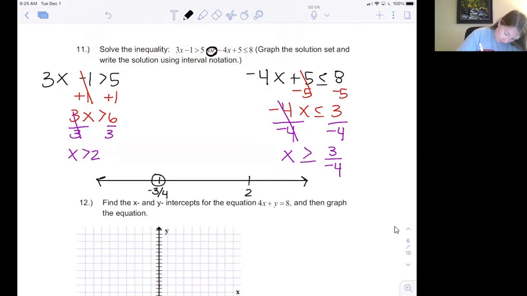My negative 3/4 is a closed circle. 2 is an open circle. And for 2, my arrow is pointing this way. For negative 3/4, my arrow is pointing this way also. And obviously these keep going, but I'm not going to write that.